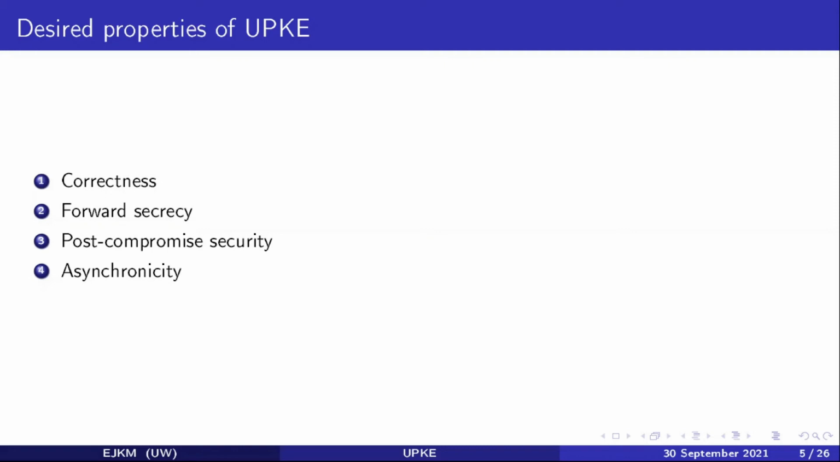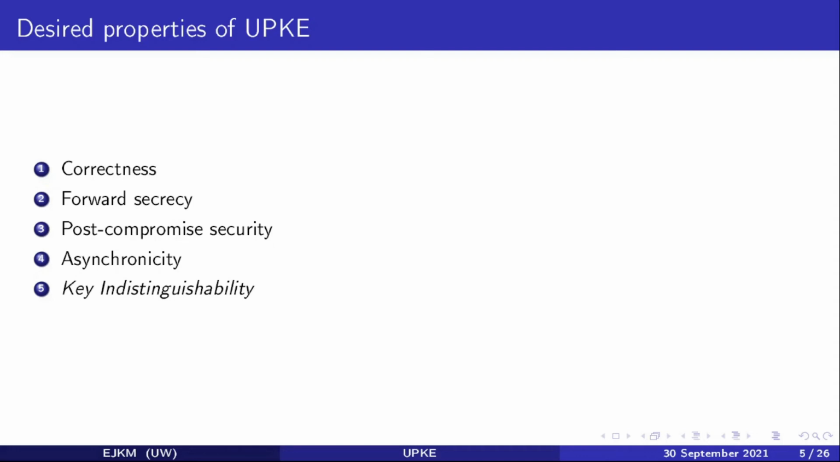The fourth property is asynchronicity. This means that any party involved can update the keys. And the final one is key indistinguishability. This means that if we give someone the original key and the updated key, one cannot tell which is the updated key. This fifth property is not always necessary, but we will use it for a theorem.